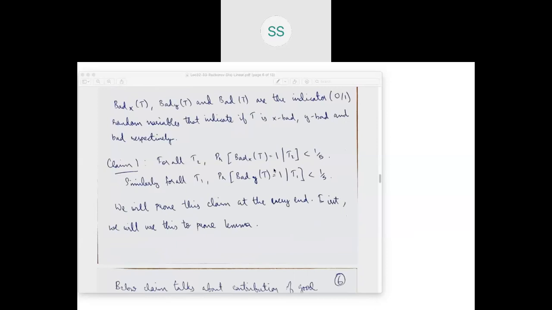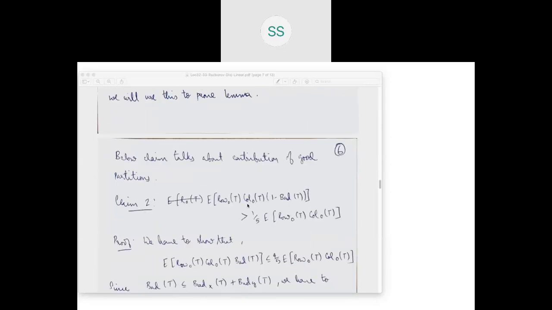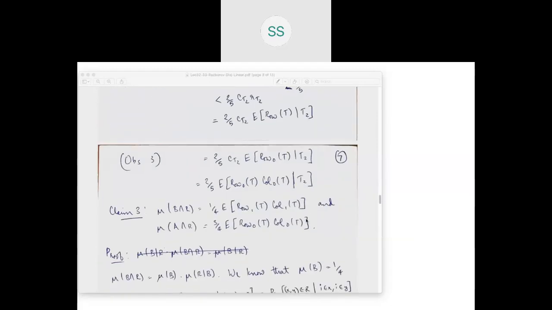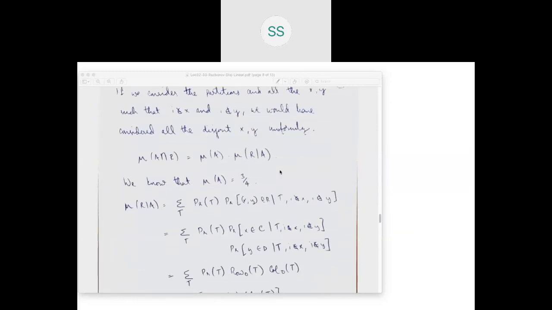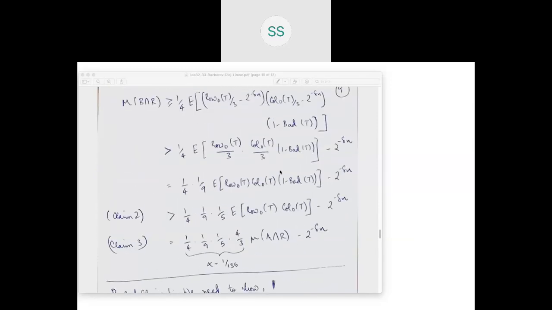Claim 1, the probability that a chosen partition is x bad is at most 1/5, so most partitions are good. The proof of claim 1 will be given in the next lecture. Claim 2 relates the contribution of rho 0 t, column 0 t, just restricted to the good partitions. That itself is significant. Claim 3 relates the measure to the expectation of rho 0, rho 1, column 0, column 1. And finally, putting it all together, we have the proof of the lemma.